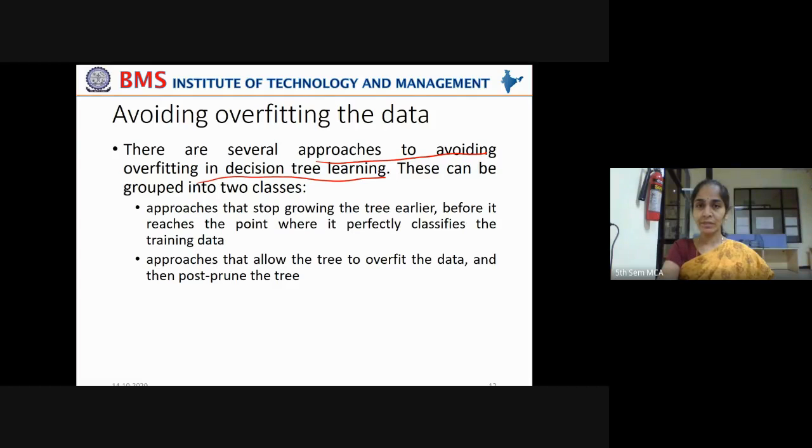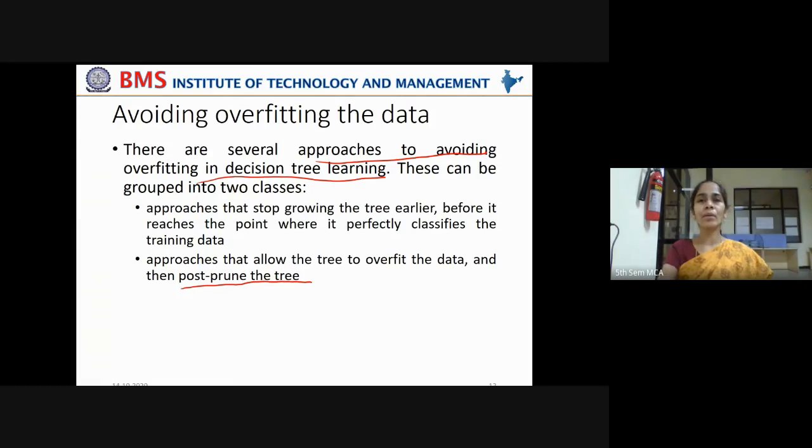And what is the second part? Approaches that allow the tree to overfit the data. First, it will let the tree overfit the data, then start pruning it, and then post-prune the tree.